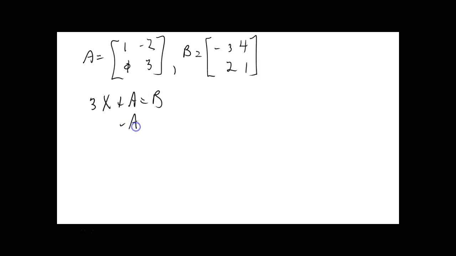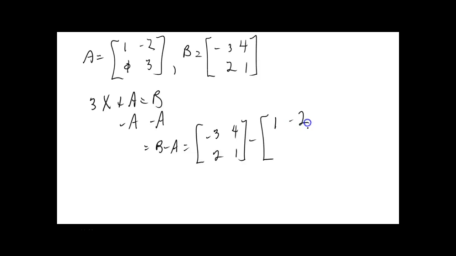First, you subtract A from both sides. And let's do that. Right here, B minus A would be negative 3, 4, 2, 1, minus 1, negative 2, 0, 3. And that would equal what? Obviously a 2 by 2, because they are the same size, you can subtract them. What would that give you? It would be the elements of the difference of those two matrices.